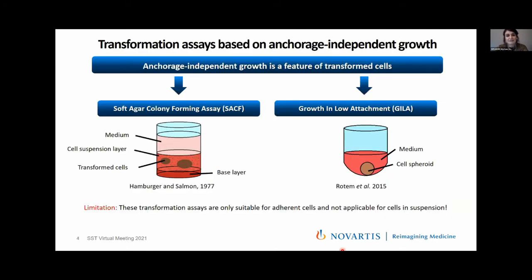We were first looking for in vitro transformation assays that were already available. And we are focusing on assays that were based on anchorage-independent growth, because this is a feature of transformed cells. And we found 2 assays, the soft agar colony forming assay and the growth in low attachment assay, or GILA. And I will explain them in more detail on the next slide. But here it's important to keep in mind that these assays are only suitable for adherent cells and not for cells in suspension, because we focus on this one main feature of transformed cells, which is the anchorage-independent growth.